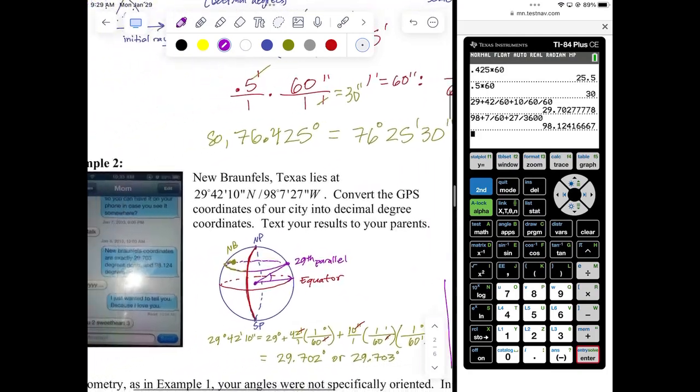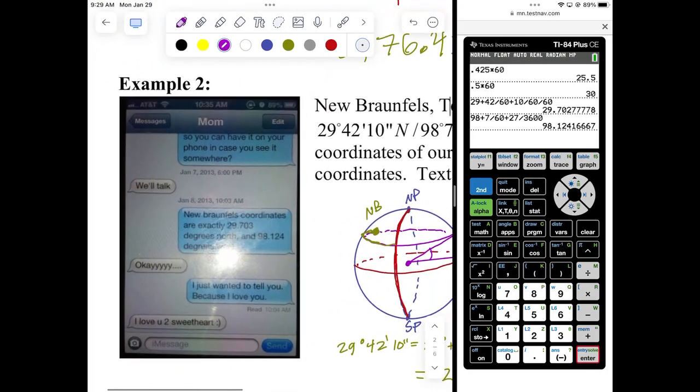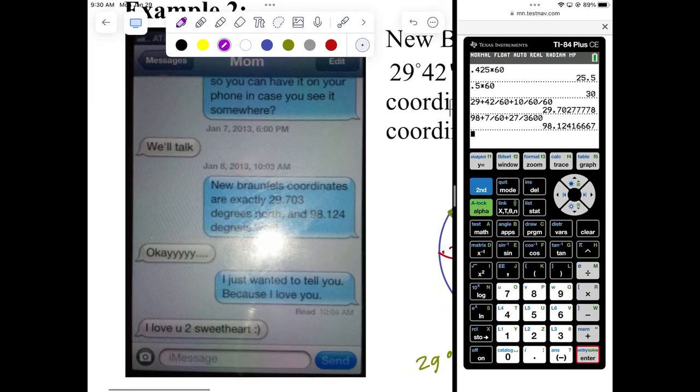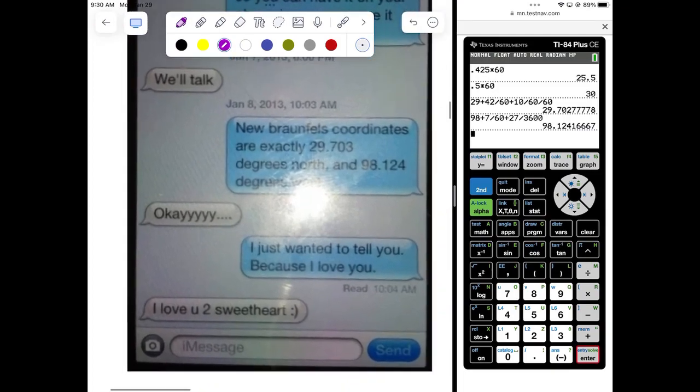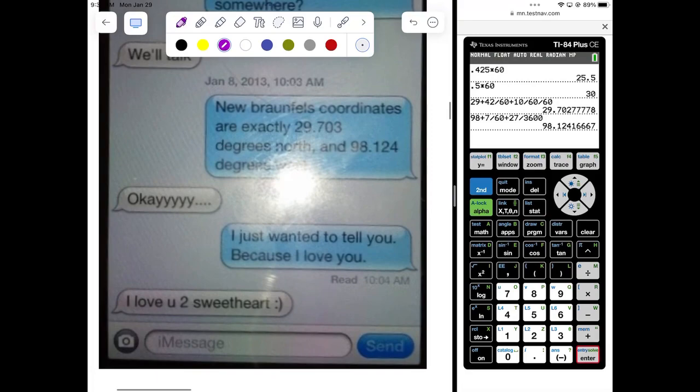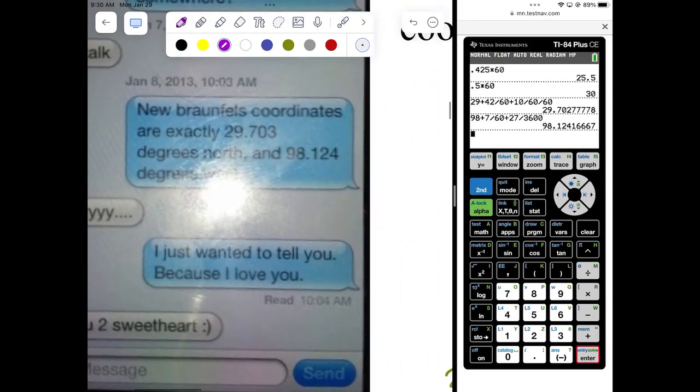Now, in the past, I've told y'all if you want, at this point, you can legally take your cell phones out and text your parents the coordinates of New Braunfels, Texas. So here's what happened one year in 2013. "Hey, mom, New Braunfels coordinates are this." And then the mom goes, "Okay, I just wanted to tell you because why?" "I love you, right?" "I love you too, sweetheart." See, that was nice. You're sharing these coordinates with your parents.